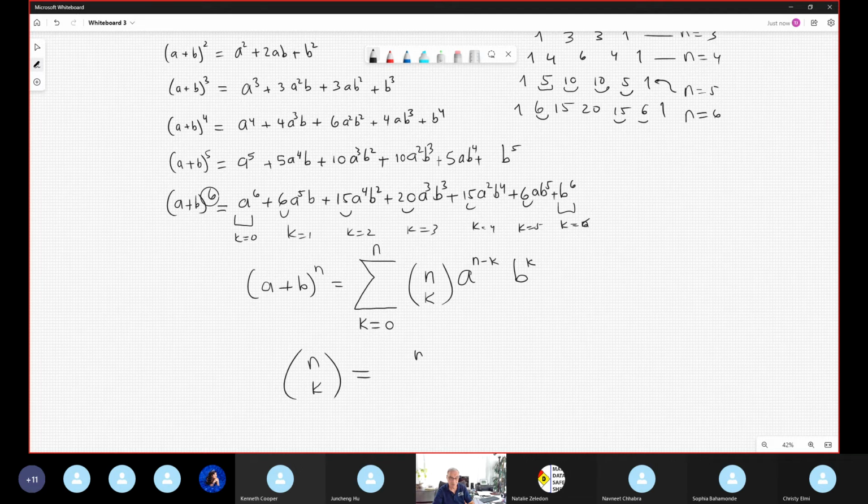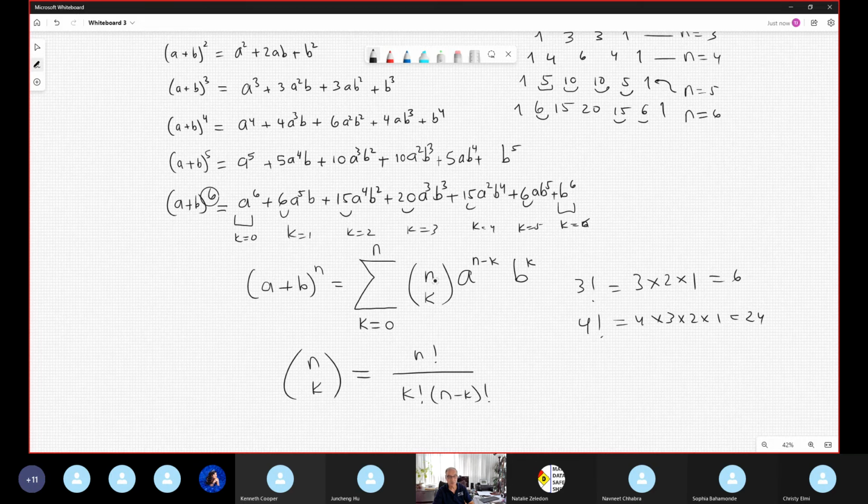Look, the formula is n factorial divided by k factorial multiplied by n minus k factorial. Let me explain factorial. 3 factorial, guys, is 3 times 2 times 1, which is 6. 4 factorial is 4 times 3 times 2 times 1. This is 24, right? 12 times 2, 24, and so on. And for the combinatory number, for example, let's do it with this number, 20.